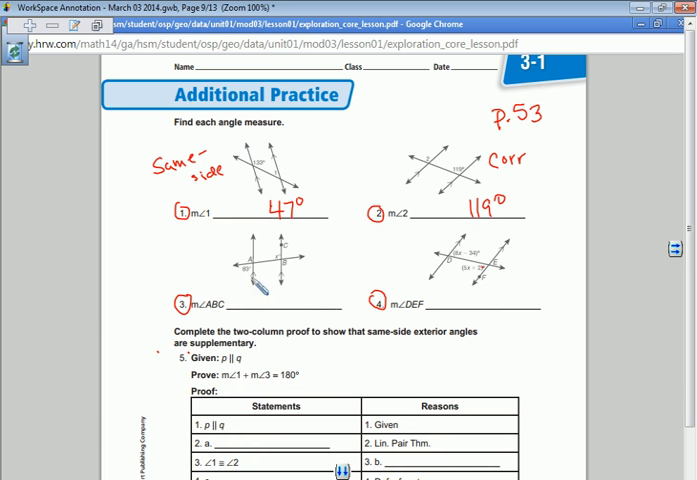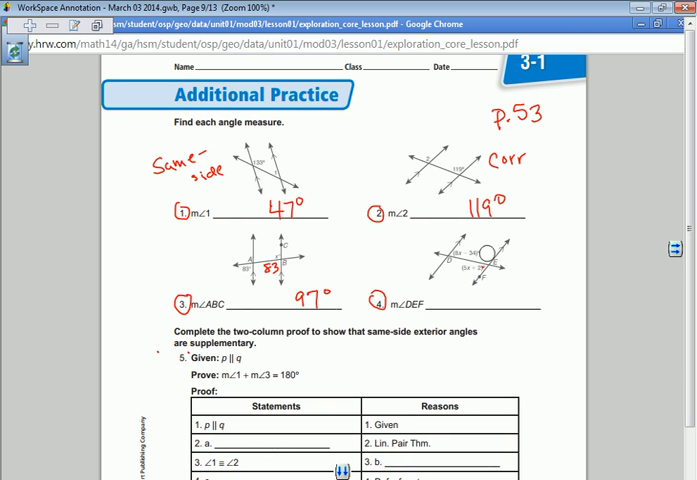Okay, how would you classify X and 83? We can't, can we? No. But this is corresponding to this, and then these two form a linear pair, don't they? So if this is 83, then this would have to be 97.